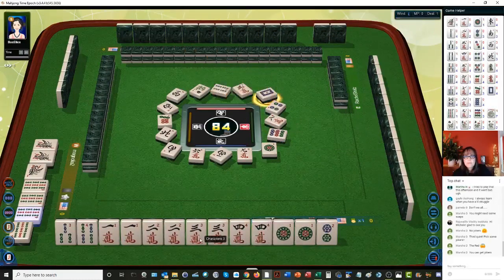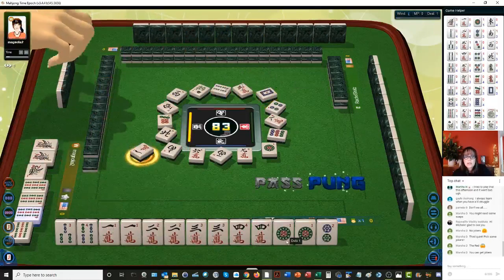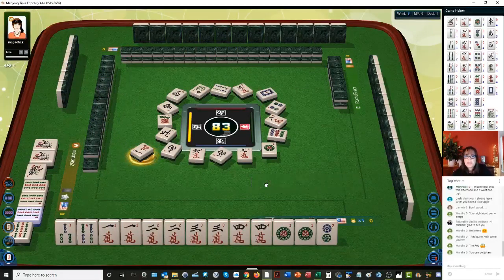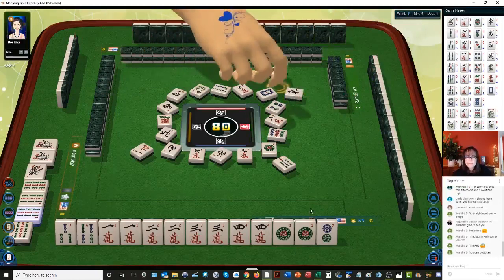White dragon. They're not ready for that dragon. 1 character. Okay, we are not in a position to claim that, so we're going to let it go. 7 bamboos. Let's hope I can get jokers, Marcia. East wind. I would love to. 4 dots.